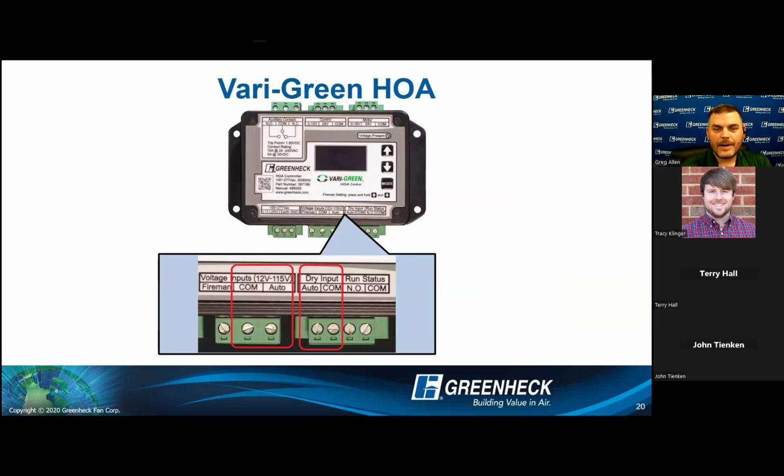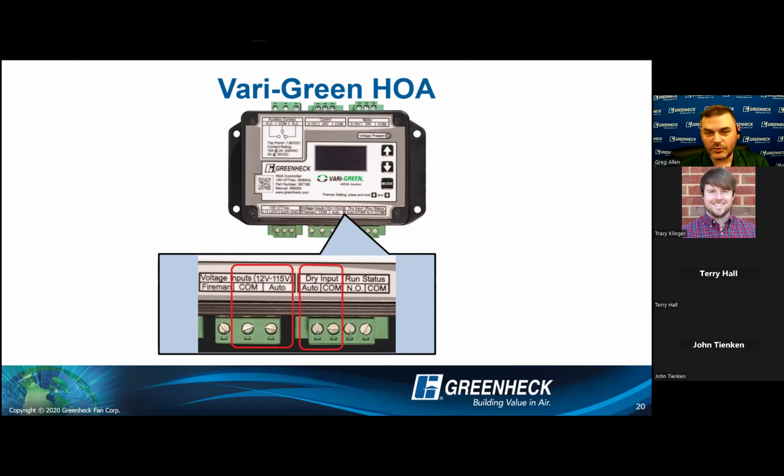All right. I'm going to introduce one of our controls quick before I go into the next application, just so we're all on the same page. What you see on the screen here is our Greenheck Vari-Green hand-off-auto control. The reason I want to show it to you is because it has multiple inputs. You can see dry input, voltage input. It can just accept that simple binary signal from other devices. No matter what it is, if it sends voltage or creates a continuity, I can read that.